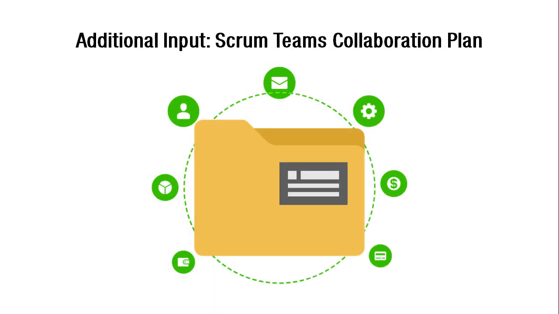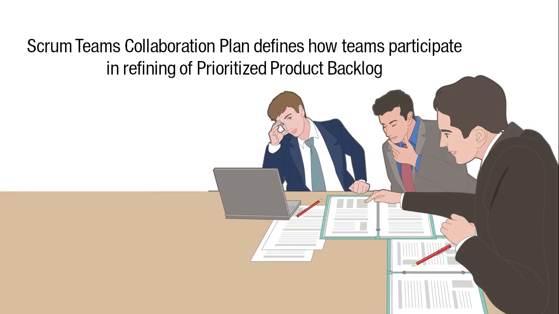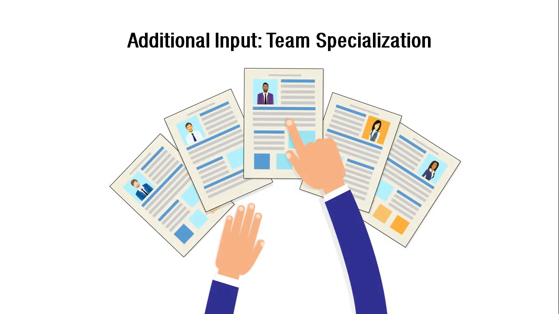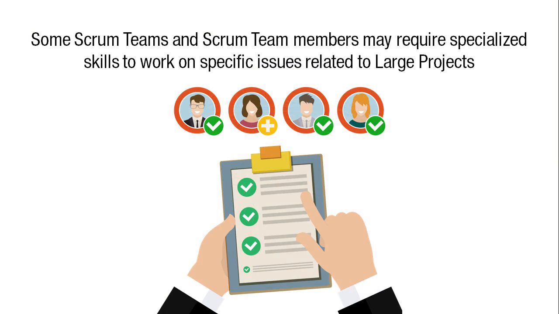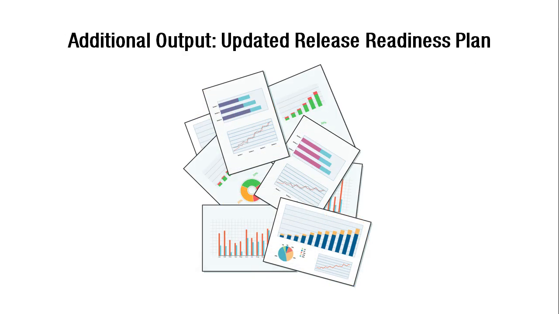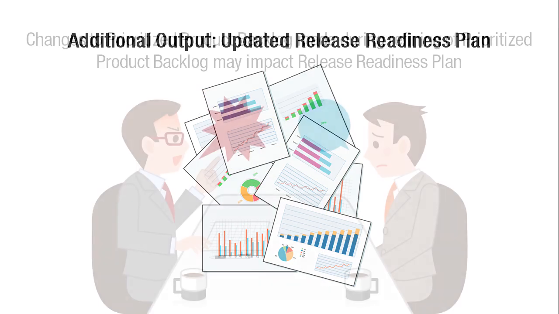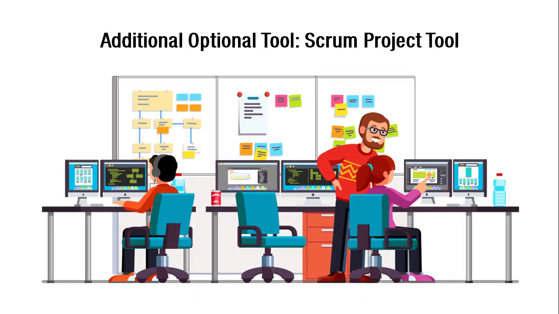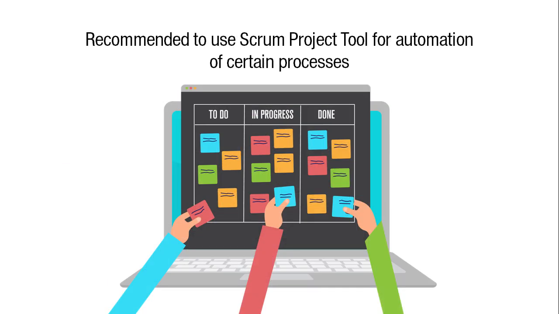Additional input: Scrum Master's Collaboration Plan. The Scrum Master's Collaboration Plan defines how the teams participate in the refining of the prioritized product backlog. This plan would also define which team representatives would be involved in the refining process. Additional input: Team Specialization. Some Scrum teams and Scrum team members may require specialized skills to work on specific issues related to large projects. Additional output: Update Release Readiness Plan. Changes to the prioritized product backlog made during the refining of the prioritized product backlog may impact the release readiness plan. Additional optional tool: Scrum project tool. It is recommended to use a Scrum project tool for automation of certain processes.